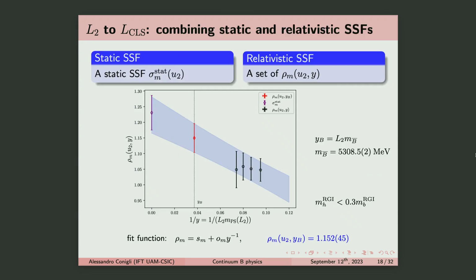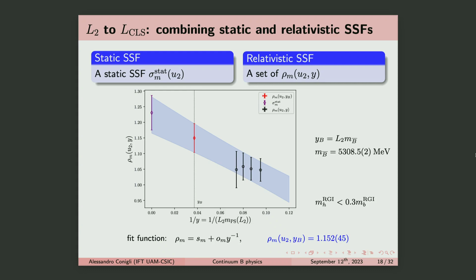Okay, so now that we computed a set of relativistic step scaling functions from the charm scale up to 0.3 the b quark mass, and a static step scaling function, we can proceed by interpolating our two sets of data, and this is exactly what I'm showing here. So here we have the relativistic step scaling function around the charm scale and going heavier. Here we have the static data, and this is the point at which we interpolate in order to extract the step scaling function at the target scale.